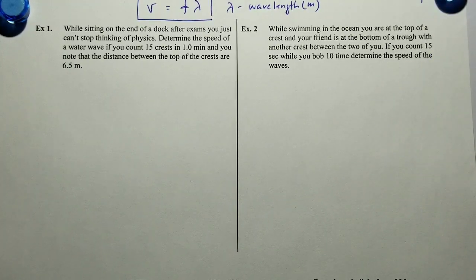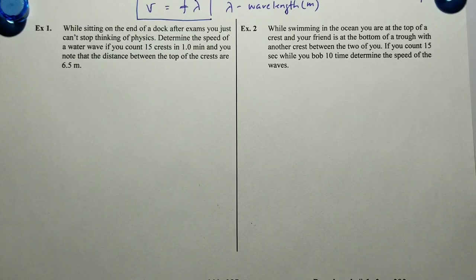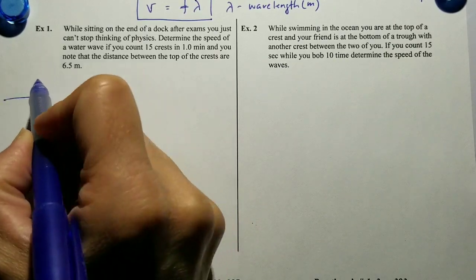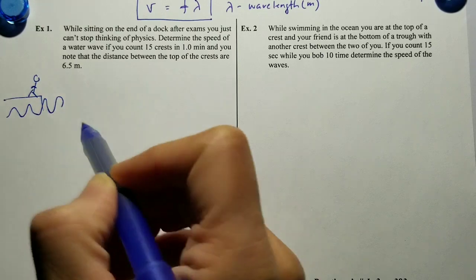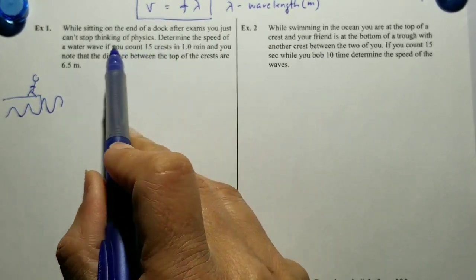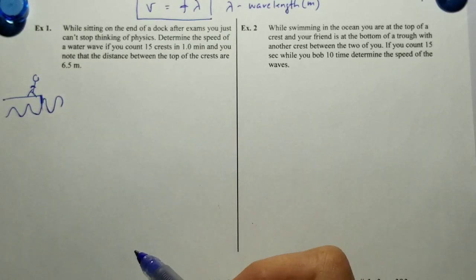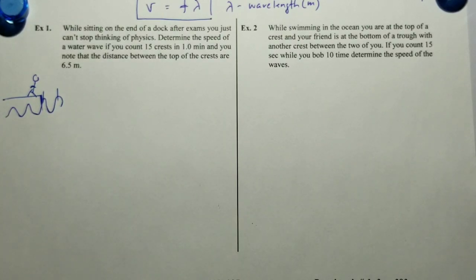All right, so imagine you're sitting on the dock after your exams. You just can't stop thinking about physics. So you want to just determine the speed of a water wave. So you're sitting on a dock, okay? And the waves, water waves, are coming past you. So what you notice is you count 15 crests going past you in 1 minute. All right? And then you also make a note of the distance between the top of the crest is 6.5 meters.